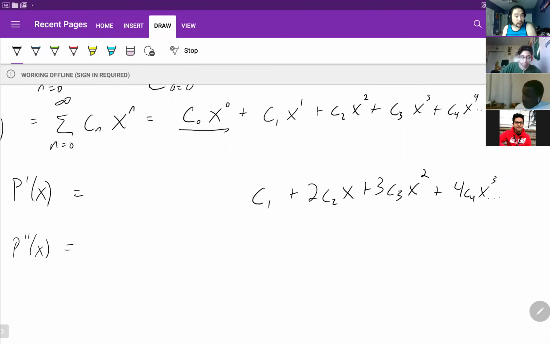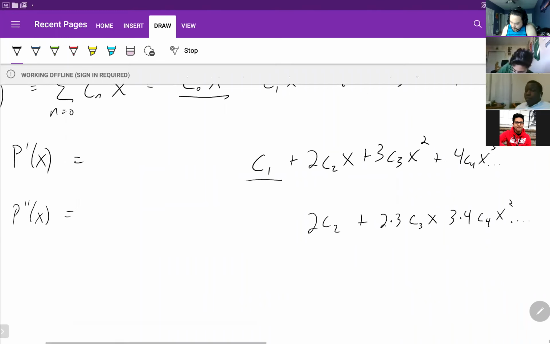Now we're going to do the next derivative. The c1 term goes away because it's a constant, and you're left with 2c2 plus, I'm going to write it a very specific way, not as 6. I'm going to write it as 2 times 3, c3, and then 3 times 4, c4. You guys good so far? Let me know if I'm going too fast.